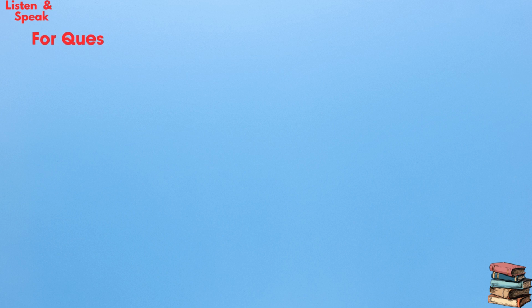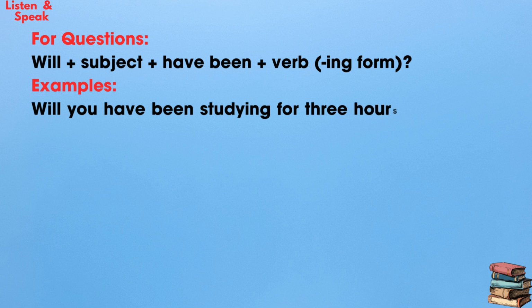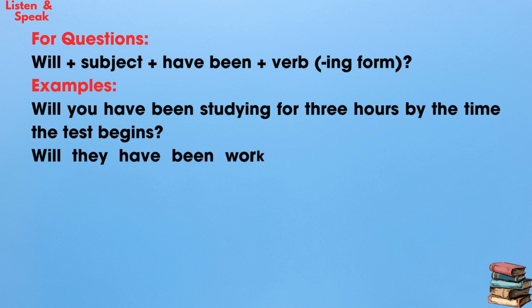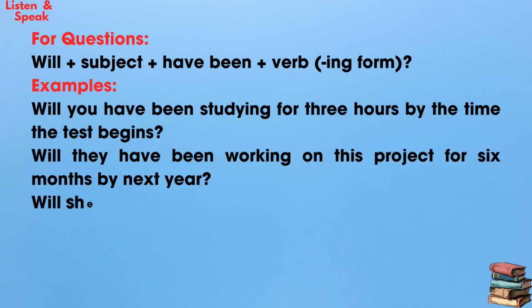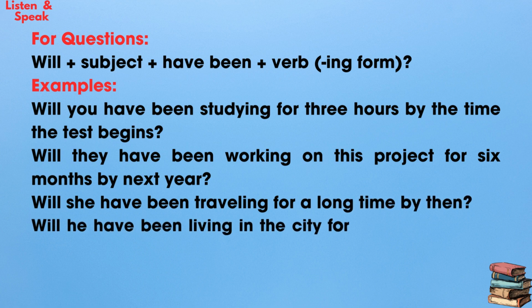For questions: will subject have been verb, ing form. Examples: Will you have been studying for 3 hours by the time the test begins? Will they have been working on this project for 6 months by next year? Will she have been traveling for a long time by then? Will he have been living in the city for 10 years by next July?